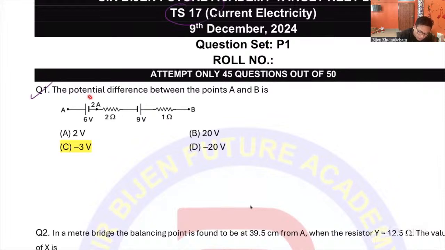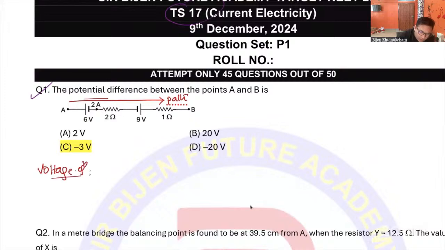So 2 ampere current flows through this circuit, and since it is a series circuit, in the whole circuit the current will be 2 ampere, because it is a series circuit and there is only one path. But how to find the value? So let's choose a path from A to B and write the voltage equation.